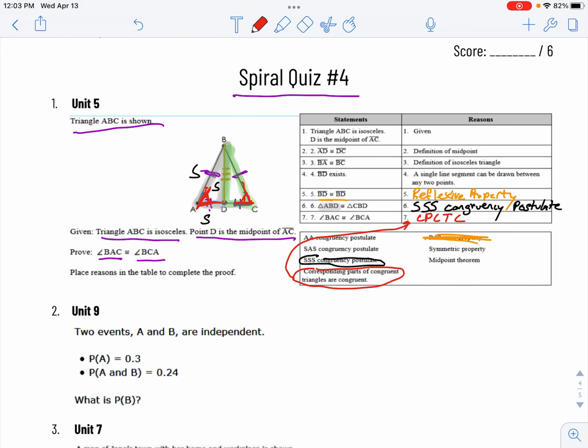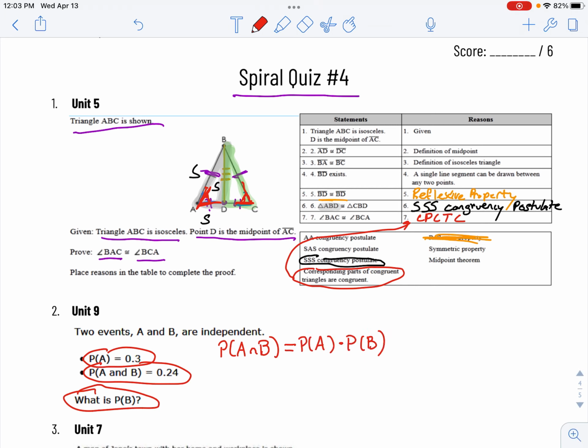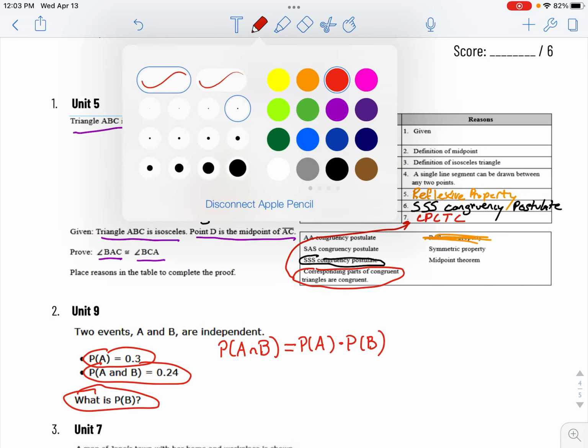Two events A and B are independent. The probability of A is 0.3. The probability of A and B is 0.24. What is the probability of B? Well, again, sometimes you just got to know stuff. That's the whole purpose of paying attention in class, taking notes, studying, and taking tests: we need to know the multiplication rule right here.